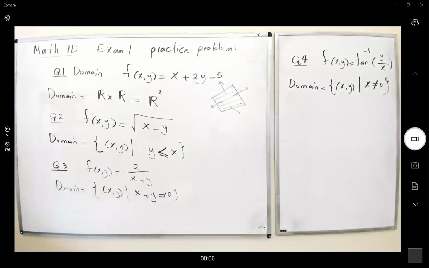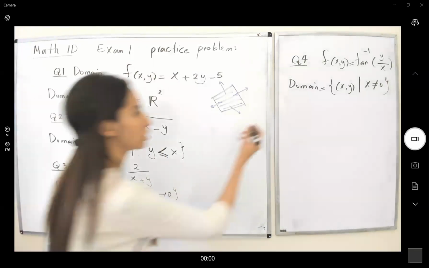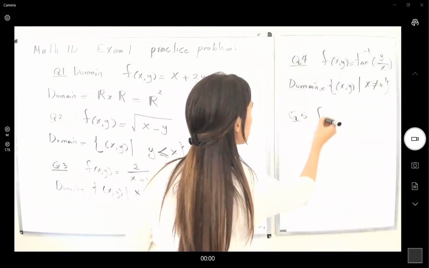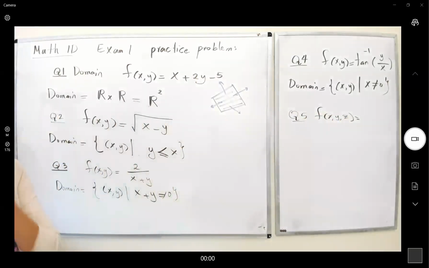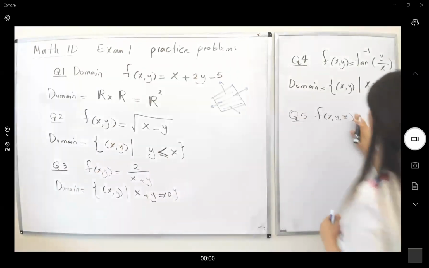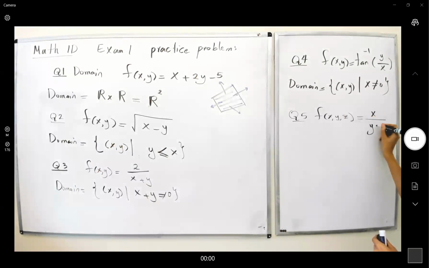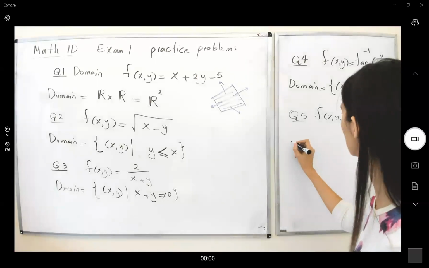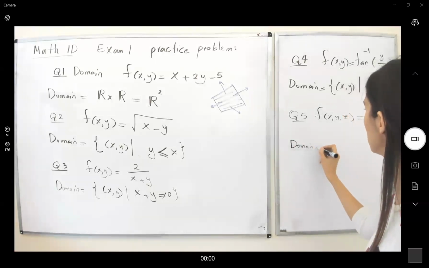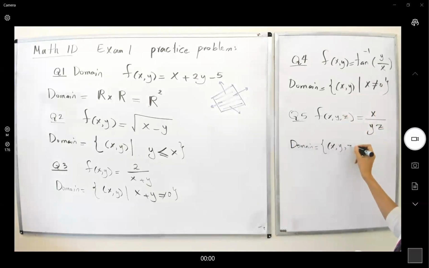Well, the next function is actually another rational function. For question 5, here you have f of x, y, and z. In this case, you have x divided by yz. As you can see, this function has 3 free variables. To form the domain of the function, the domain is equal to the set of all points x, y, z such that the denominator is never 0. So by the condition that yz is never 0.